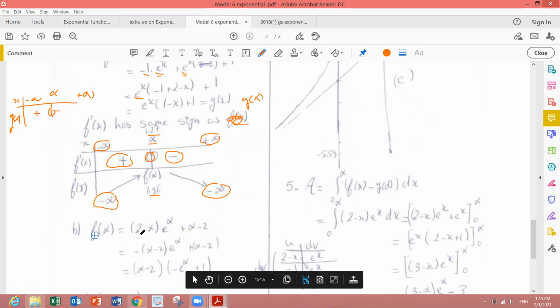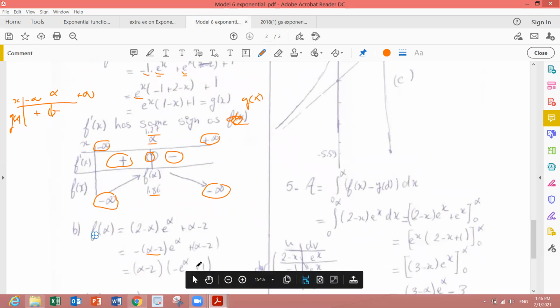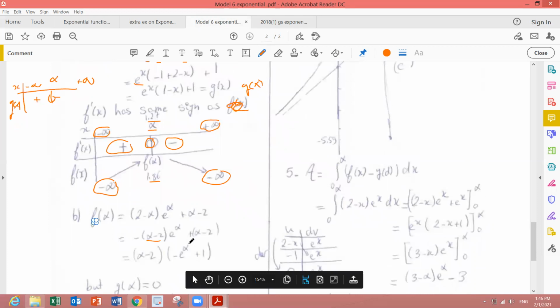We replace x by alpha: 2 minus alpha times e to the alpha plus alpha minus 2. I can write it as 2 minus alpha. I can put a minus in front of alpha minus 2, I change the sign. Plus alpha minus 2. I can leave it like that. I put alpha minus 2 times minus e to the alpha plus 1.